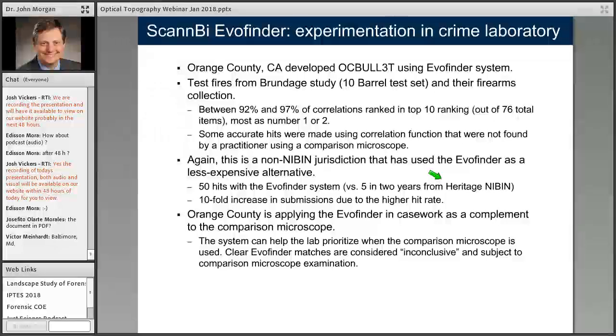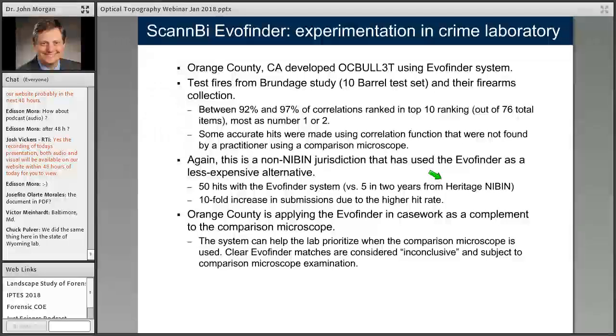Again, they were a non-NIBIN jurisdiction, and they've been able to produce 50 hits with the Evo Finder system, which is more than 10 times what they were getting from the Heritage NIBIN system back in the day.